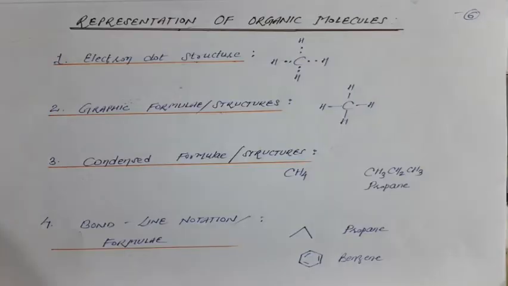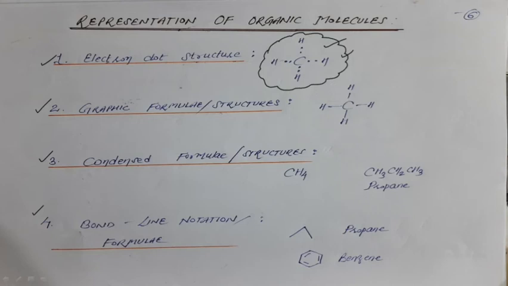Next, representation of organic molecules. There are four types of representation. First is the electron dot structure, second is graphic or open structures or formula, third is condensed formula structures, and fourth is bond line notation or formula. I have taken simple examples here, like this one is methane. You can see the sharing of electrons as dots. This molecule with sharing of electrons as dots, that representation we call the electron dot structure.